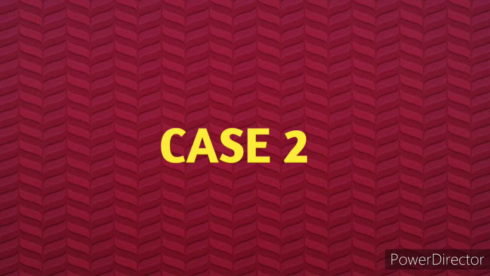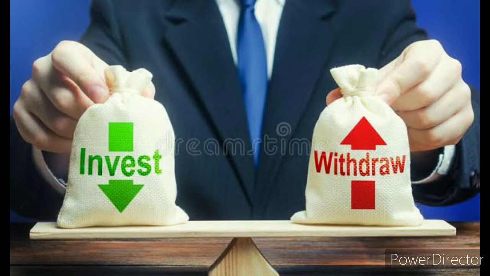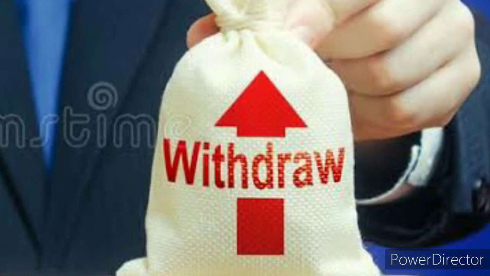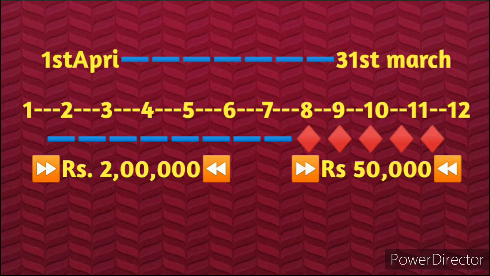In case 2, the way a partner can introduce additional capital in the company, in the same way he can also withdraw some amount of the capital from the firm. Now the question comes: if a partner withdraws some money in the middle of the year, obviously he can. We will understand with the same case. Initially he invested rupees 2 lakh. Now after the end of 9 months he has withdrawn some money, like rupees 50,000.